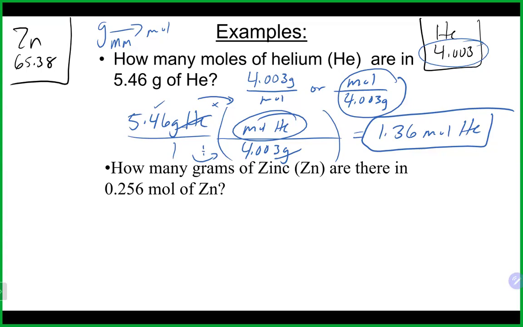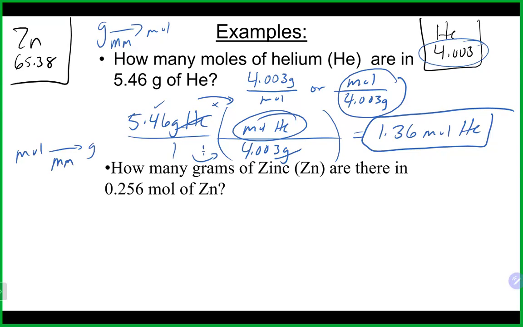All right, so taking a look at the bottom, we got how many grams of zinc are there in 0.246 moles of zinc? Once again, that MOL is moles, not molecules. So again, here we have no mention of atoms or molecules, so we do not need Avogadro's number in this case. We just need, again, here our moles to grams, which is still the molar mass from the periodic table.